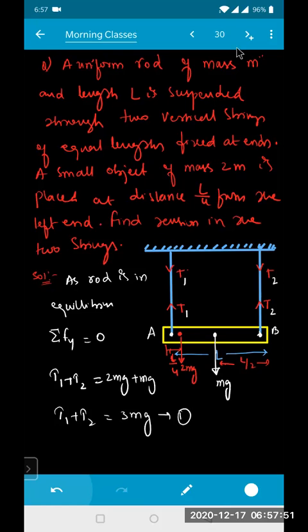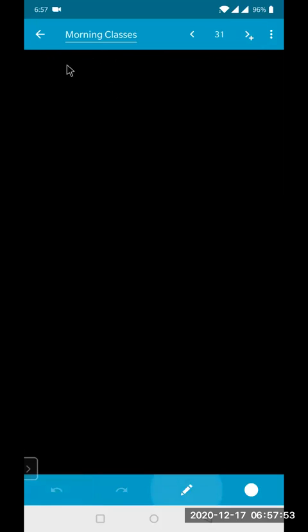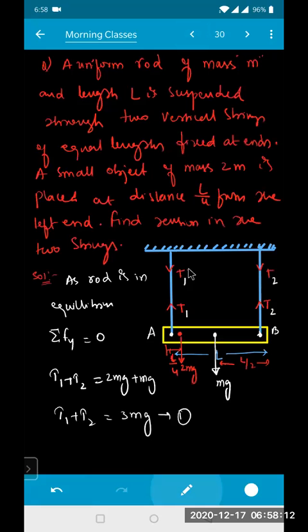In the same way, torque about point A must be equal to 0, for rotational equilibrium. So torque about point A must be equal to 0. Now what are the torques acting? Look, this force into this perpendicular distance. Here the force T2 is in the upward direction.